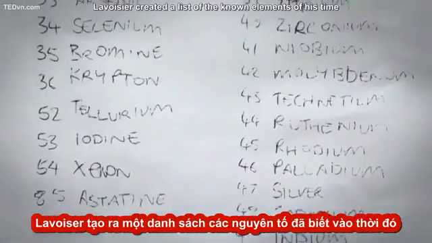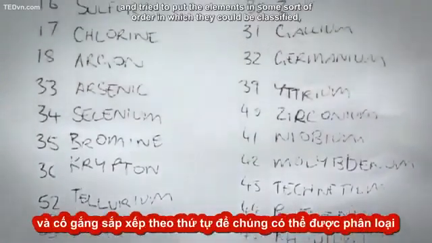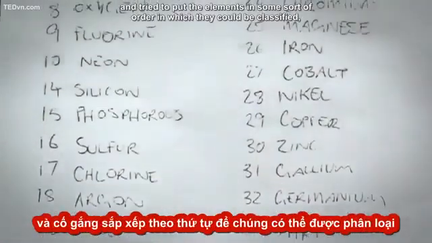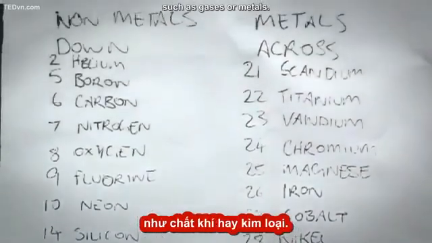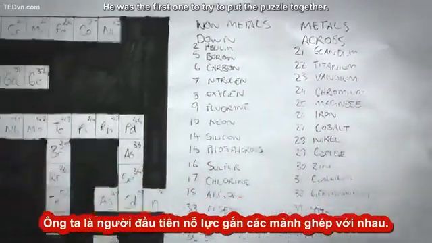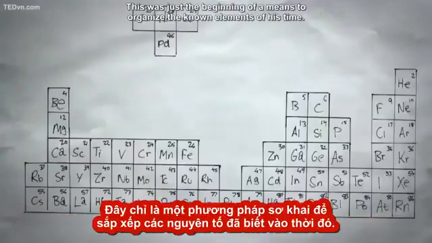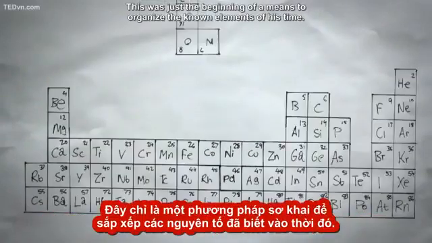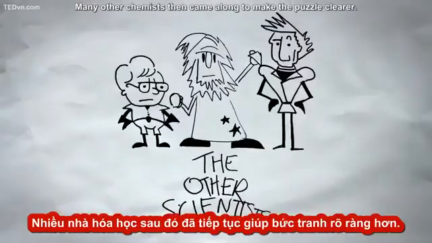Lavoisier created a list of the known elements of his time and tried to put the elements in some sort of order in which they could be classified, such as gases or metals. He was the first one to try to put the puzzle together. This was just the beginning of a means to organize the known elements of his time. Many other chemists then came along to make the puzzle clearer.